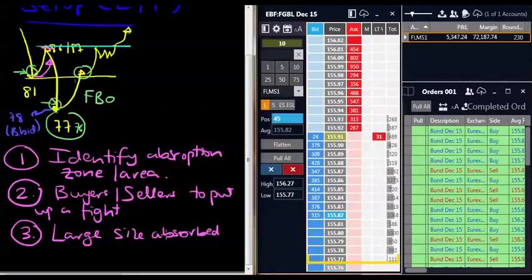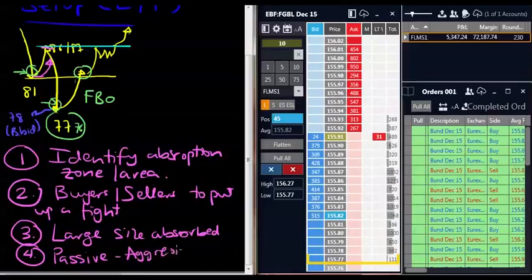So once we see a large size absorbed, what we want to see is a move from passive to aggressive. That's where we start getting aggressive with the setup, and that's where we can start setting our risk parameters.